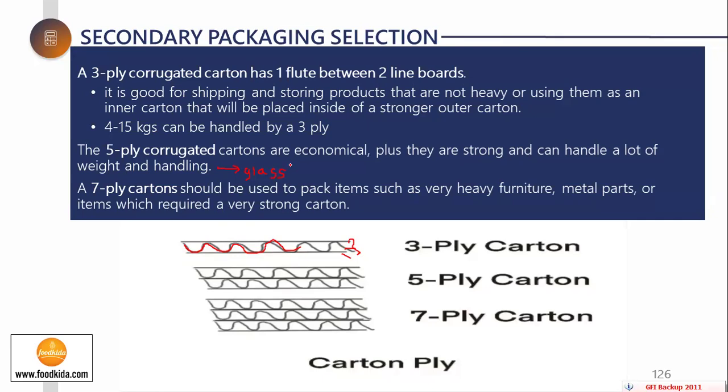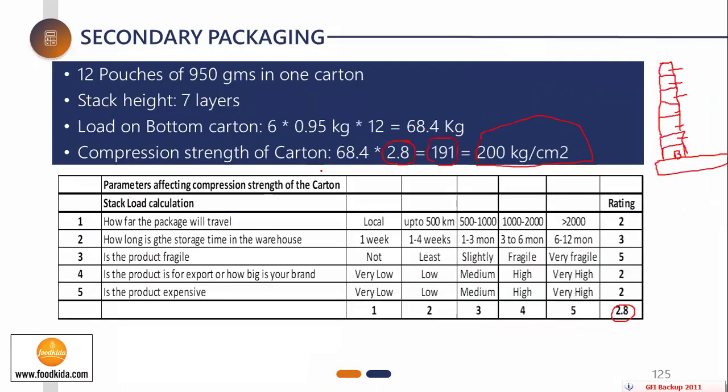Even a 5-ply, where can you use a 5-ply apart from glass bottles? Sir, I have one more question on bulk packaging. In the previous slide, you mentioned the unit 200 kg per centimeter square. Can you please check whether it is correct? Because that's huge.